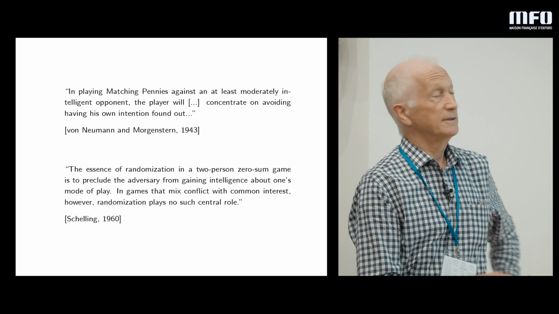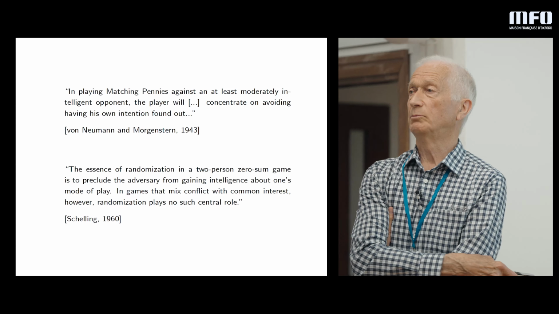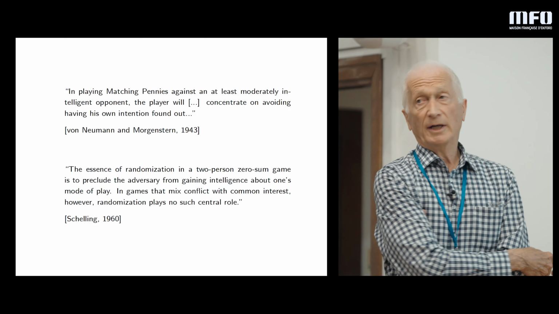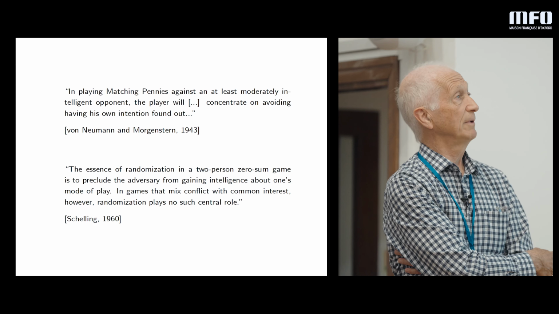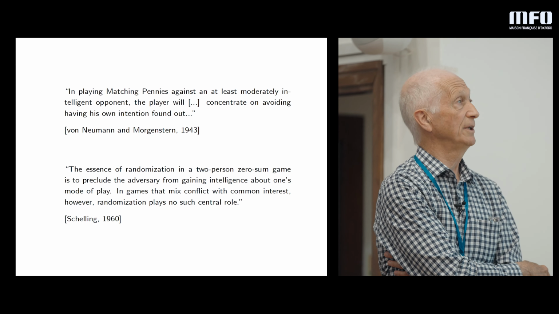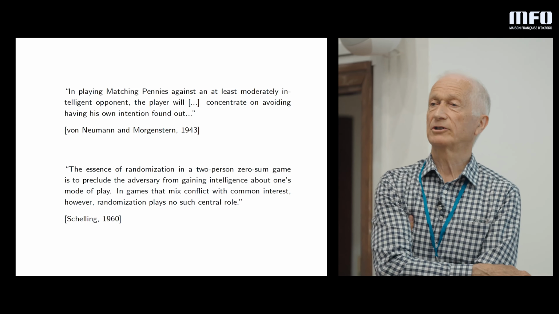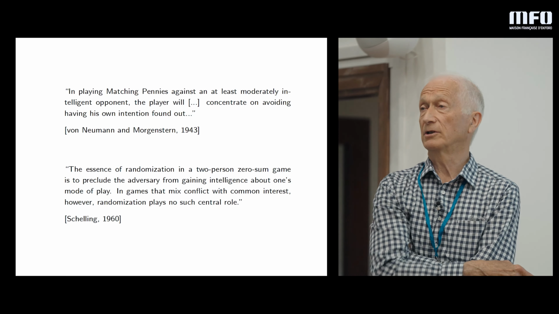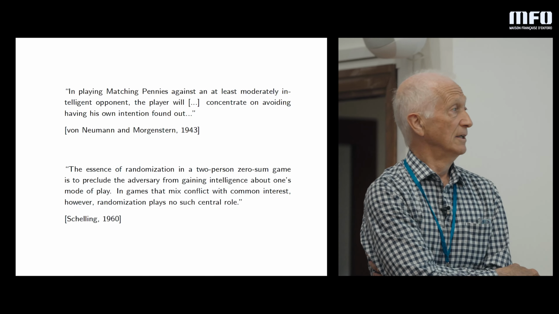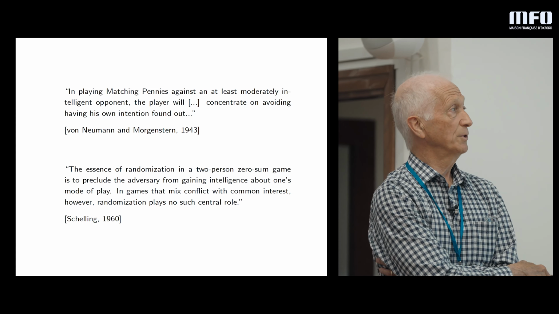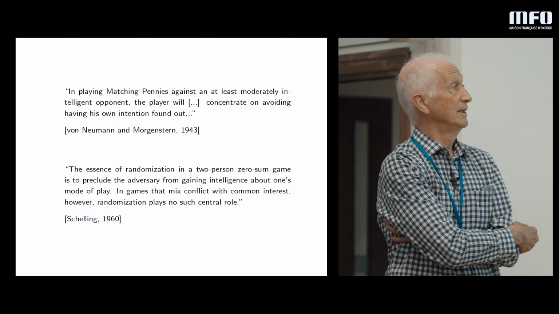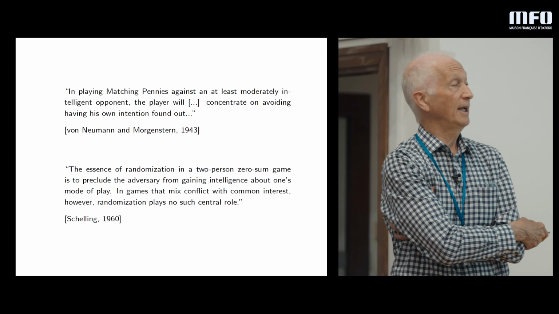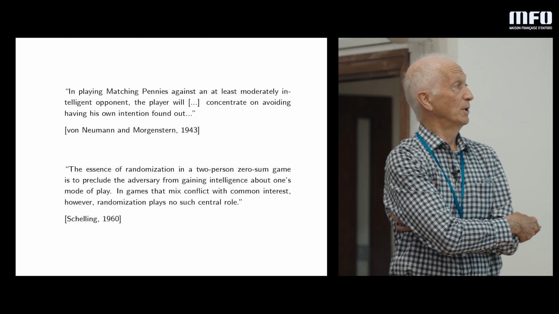Okay, so just a quote from von Neumann and Morgenstern in their book. In playing matching pennies against an at least moderately intelligent opponent, the player will concentrate on avoiding having his own intention found out. This was a rationale for using a mixed strategy to randomize among the pure strategies. Schelling, in 1960, in his book, wrote that the essence of randomization in a two-person zero-sum game is to preclude the adversary from gaining intelligence about one's mode of play.